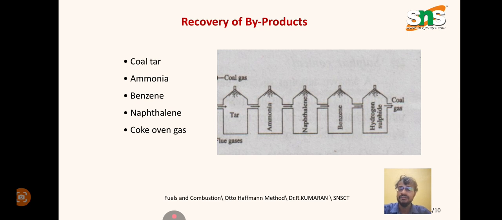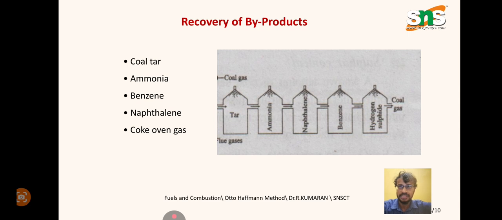Coal tar: what are all the uses? Coal tar is used in road construction and as a chemical raw material for producing dyes, paints, etc., and also for wood preservation, waterproofing, etc. Those are the applications of coal tar. And then ammonia: fertilizers, chemicals, refrigeration. It is converted into ammonium sulfate fertilizer for agriculture, and used in the production of nitric acid and soda ash, etc.